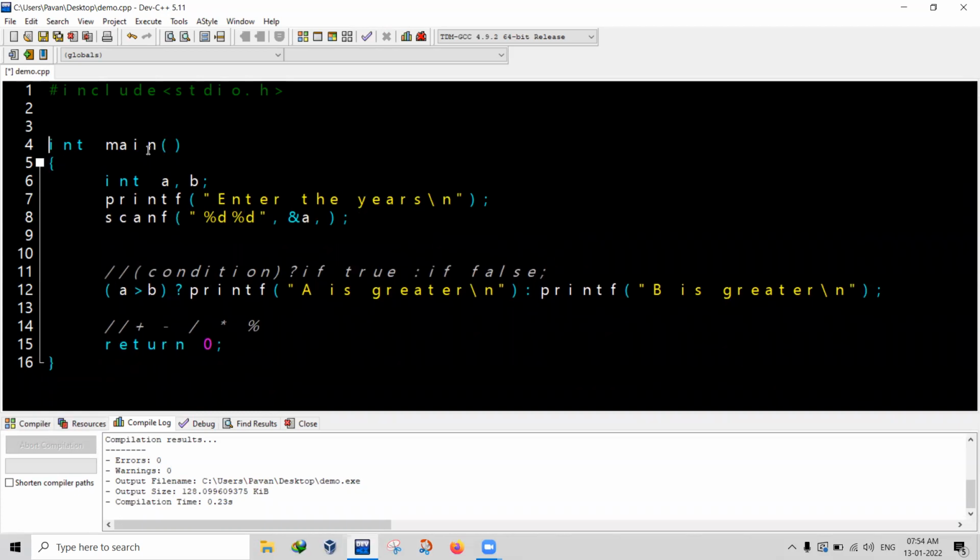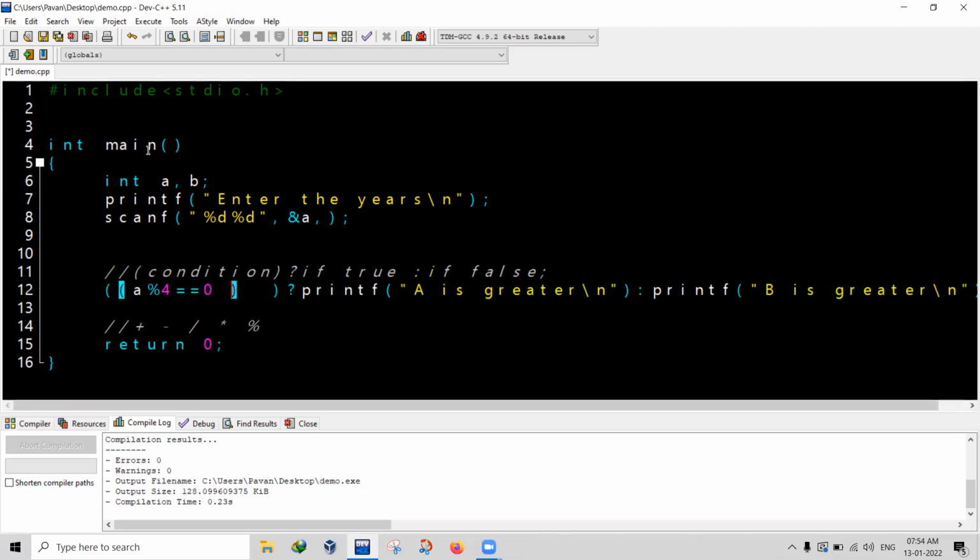Just a second. Okay, enter the year. I got my year A. As I told, we have 4 conditions. See this. Open the first bracket. Write A modulo 4 is equal to 0, which specifies the number is divisible by 4.